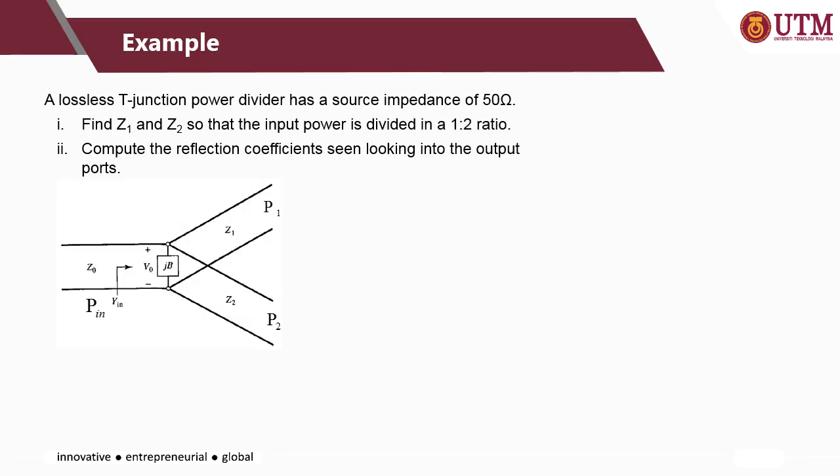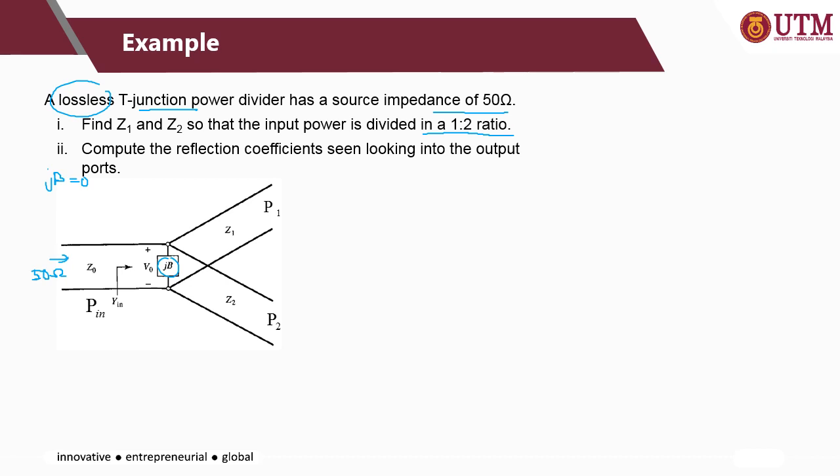Okay, let's look at an example. A lossless T-junction. Okay, lossless, so we can assume that jB equals zero. Alright, the power divider has a source impedance of 50 ohm. So we can assume that Z0 for the input transmission line is 50 ohm. And then the question asks you to find Z1 and Z2 so that the input power is divided in a ratio of 1 to 2.